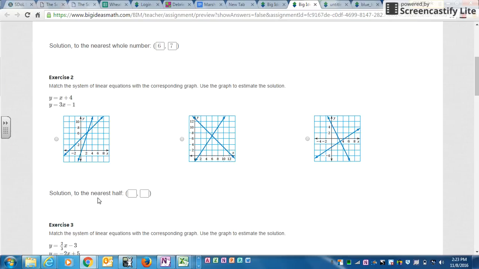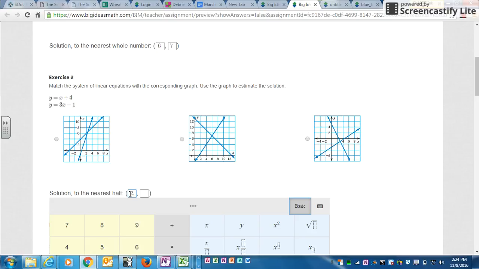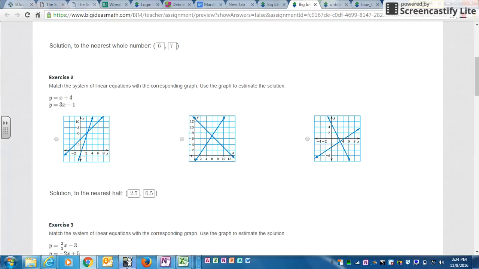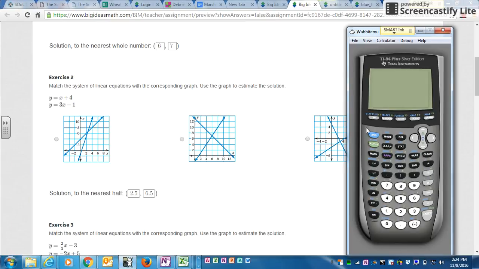So solution to the nearest half. So this is the x value. It's going to be pretty tough to look. It is somewhere between 2 and 4. So I'm going to guess 2.5 because it's closer to the 2 than it is to the 4. And then the y value is just above 6. So I'm going to guess 6.5. And for this one, I want to be sure before I check it.